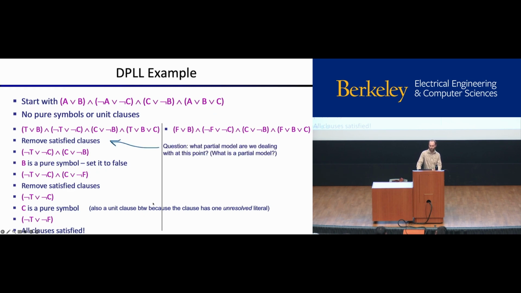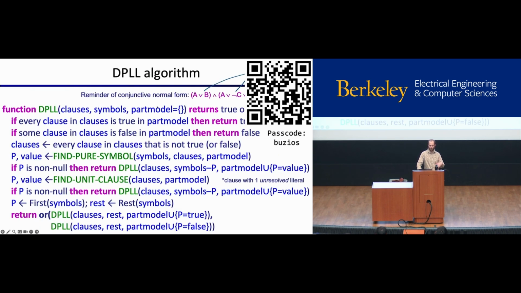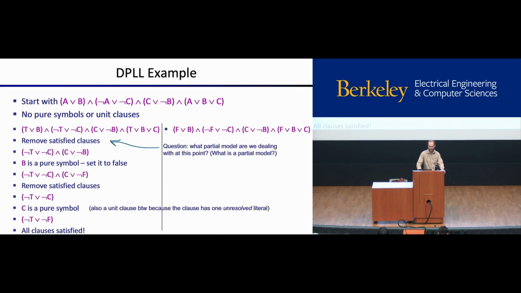Okay, little quiz question. So here, there were partial models going on. We were slowly assigning values to variables. So what partial model are we dealing with at this point? And as a reminder, what is a partial model in this context? Who can answer that? Either or both of them.